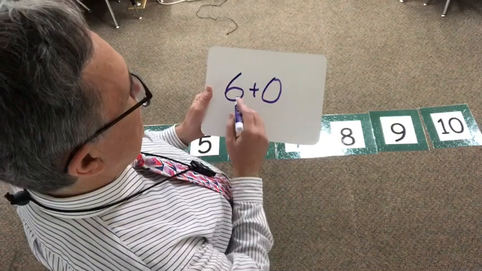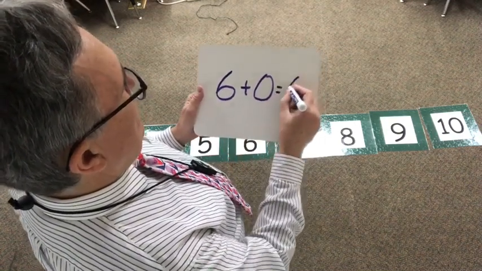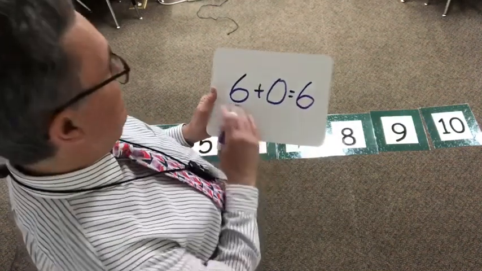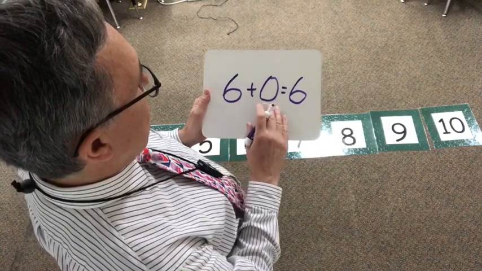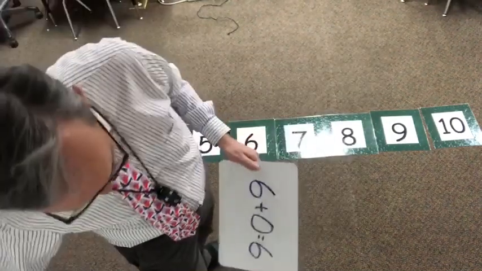Well, what happens if you have 6 and you get 0 more? The number stays the same. 6 plus 0 equals 6. Now let's look at one more thing.